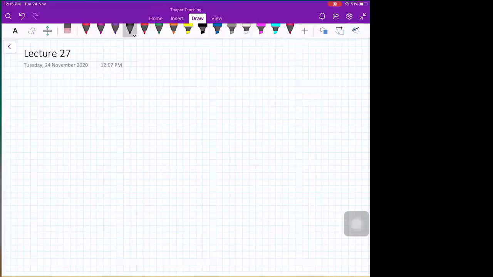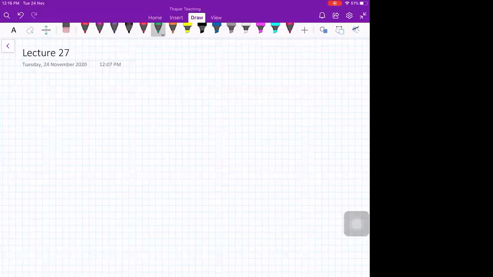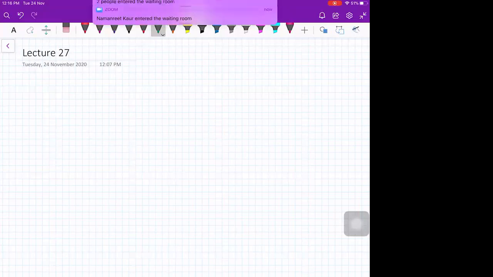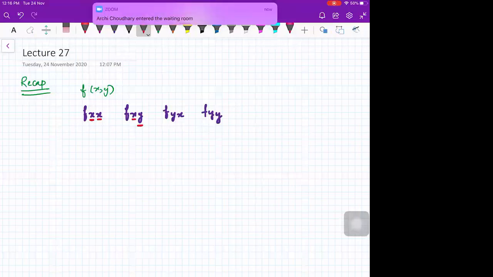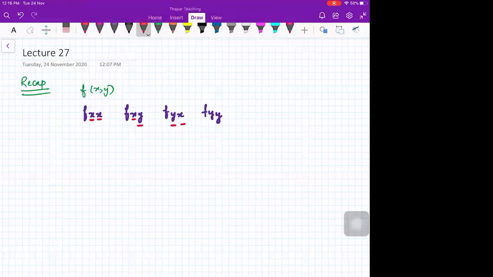So you see, in the last class, we have defined second order partial derivatives. We had this situation that you have a function f, which is a function of two variables, x and y. So you can define fxx, fxy, fyx, fyy. Here, you are differentiating with respect to x first, and with x the second time. Here, you are differentiating with respect to x first, and then with respect to y. Here, you are differentiating with respect to y first, and then with respect to x. Right? So this notation should be clear to you.